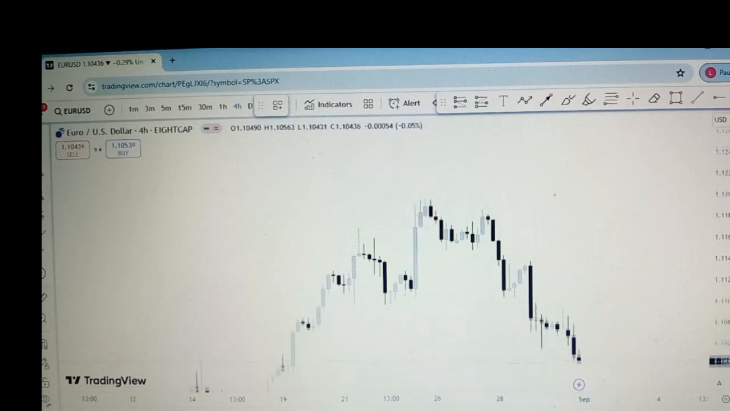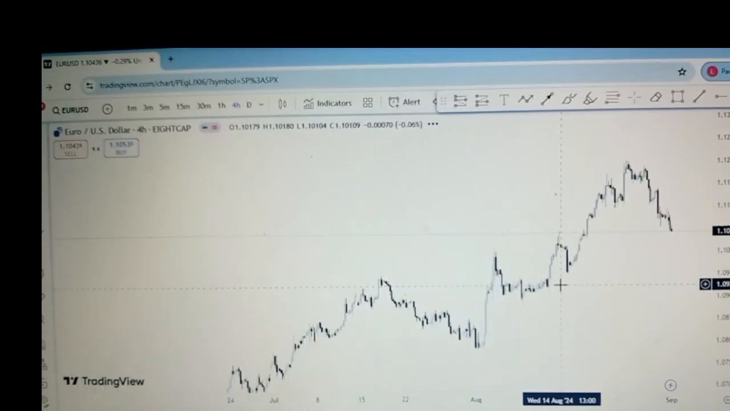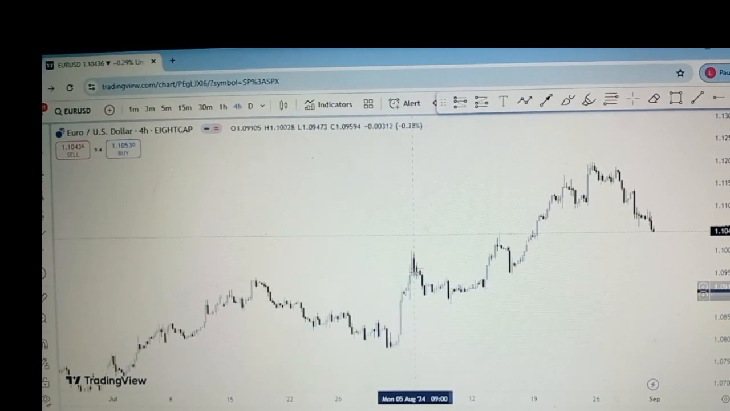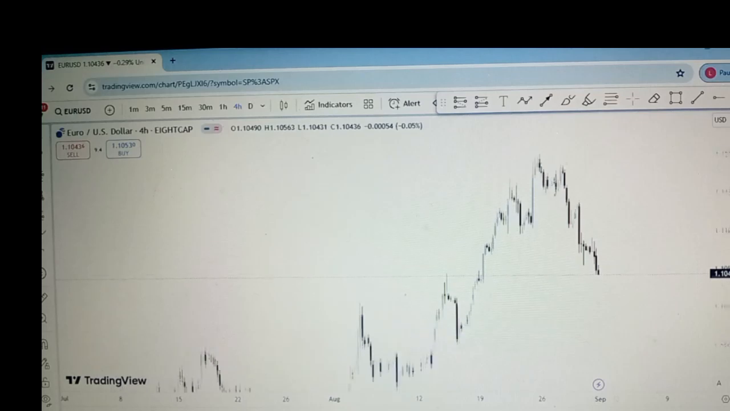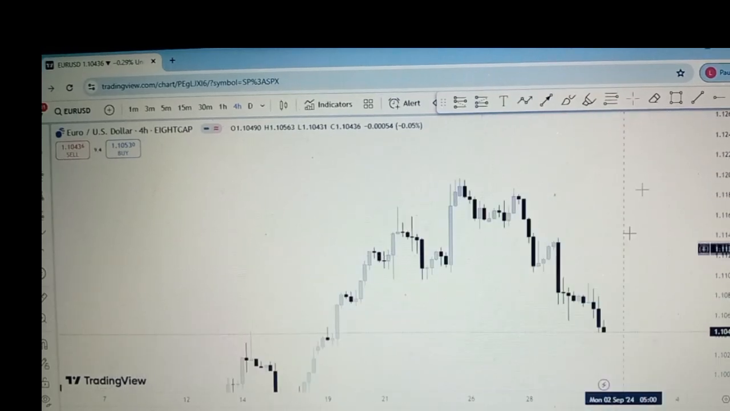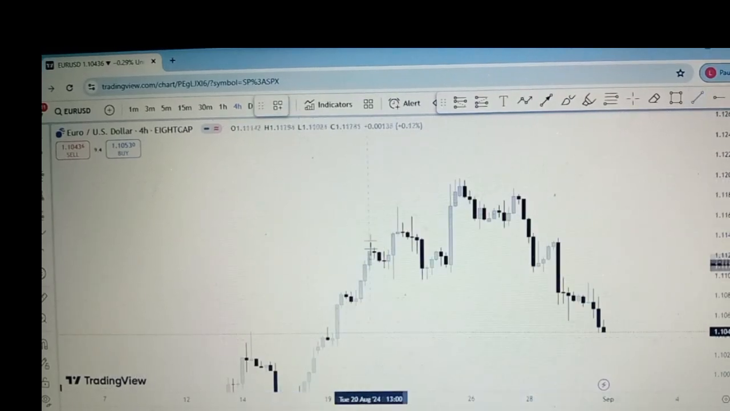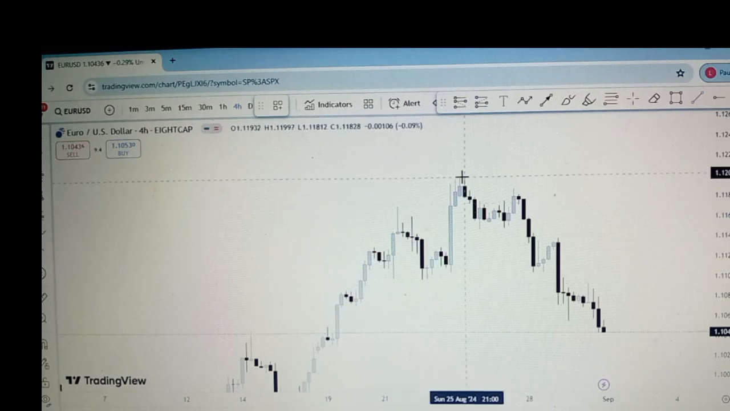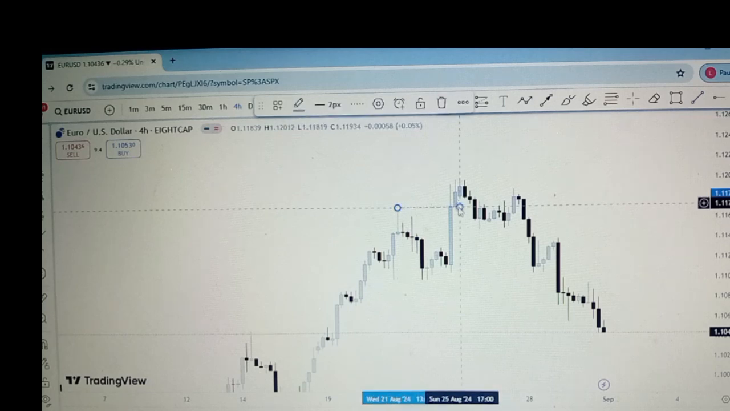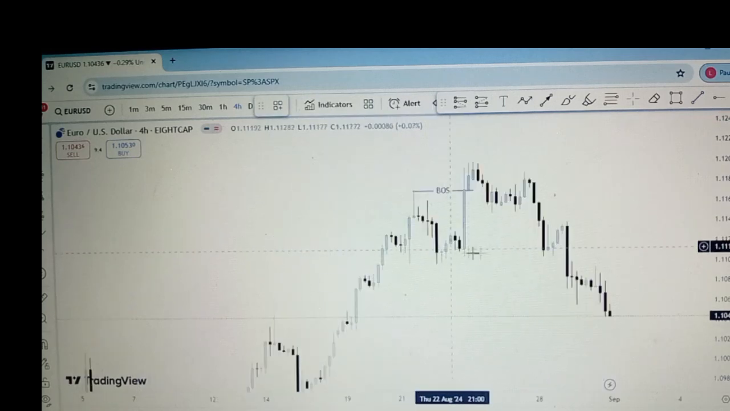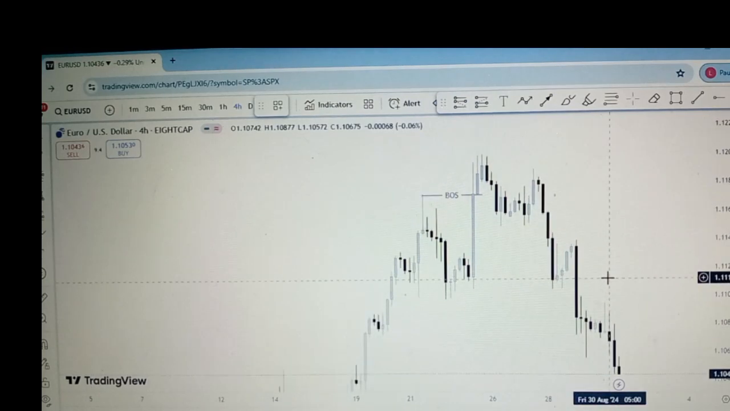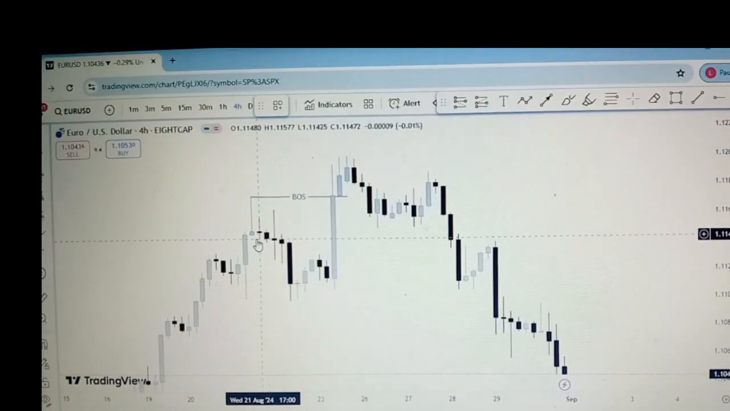As you can see, guys, we've been bullish for a very long time on the Euro US dollar, and we've been making higher highs and higher lows, right? We have a high, we have this low, and we have a higher high, right? So we broke this high, break of structure.